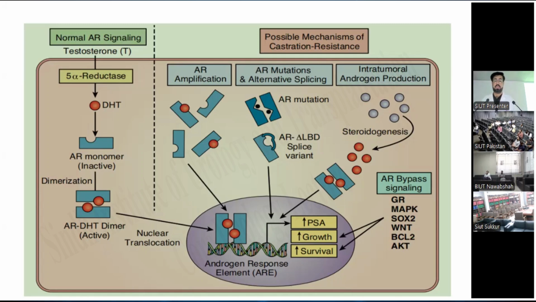Androgen receptor amplification, where receptors are being produced in high quantity and are also oversensitive to even low concentrations of androgen. And there is receptor mutation and alternative splicing, where receptors are being produced without the ligand-binding domain, which is supposed to be the site for androgen attachment. These kinds of mutated receptors are innately active. And there is also steroidogenesis intratumorally.